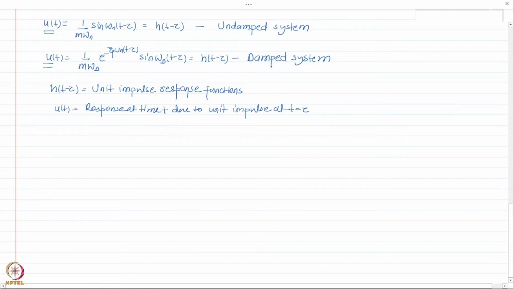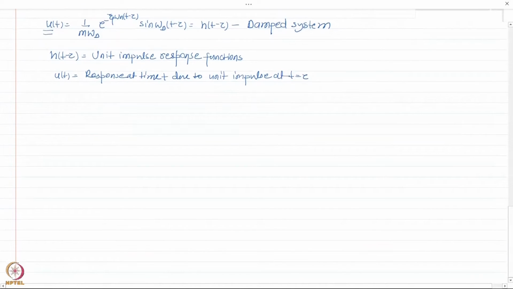Now once we have that figured out, we know the response due to unit impulse. Now we can delve into finding the total response, subject to the arbitrary excitation P of t, which is varying arbitrarily with time. Once you know the h of t minus tau, which is the unit impulse response function, remember this is the response due to unit impulse.